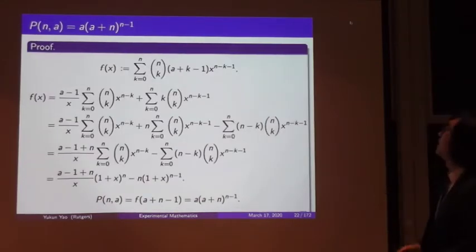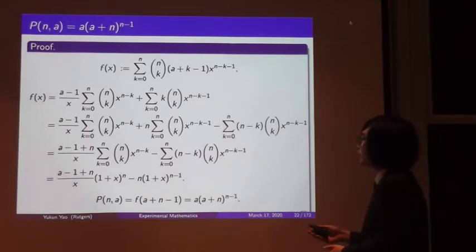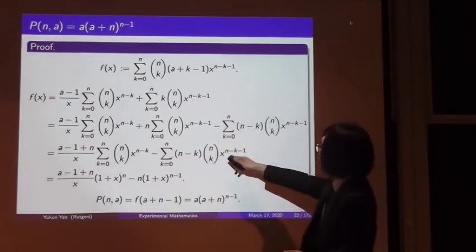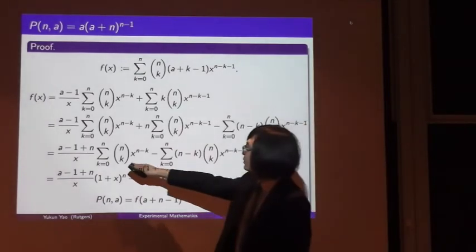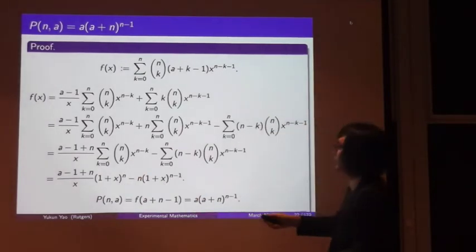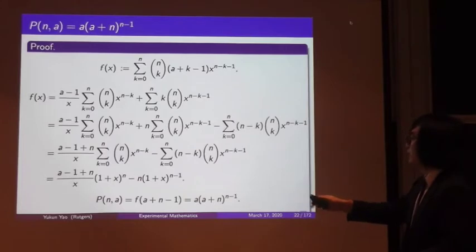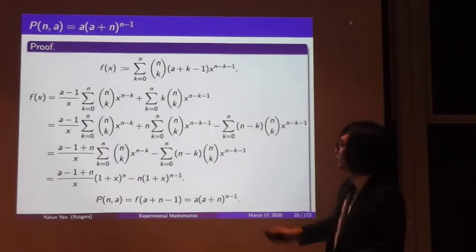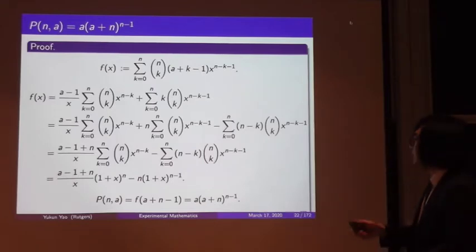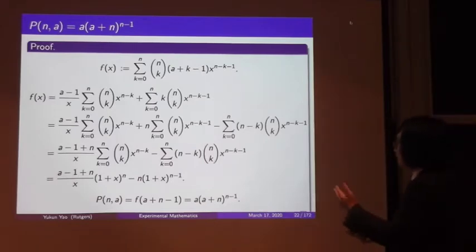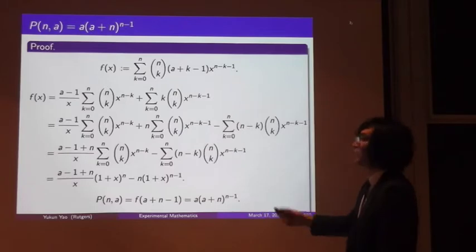So we define the function f(x). Then basically what we need is the binomial theorem, because on this line we use the binomial theorem. Then we plug in x equals a+n-1. Then we get the number for a-parking functions. And when a equals 1, this is exactly (n+1)^(n-1).